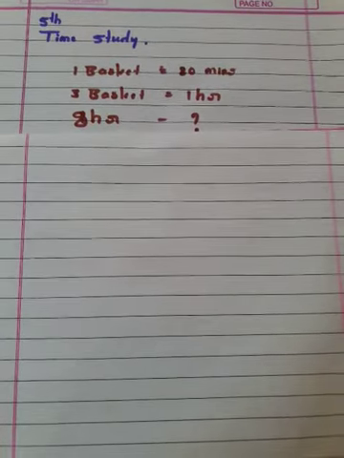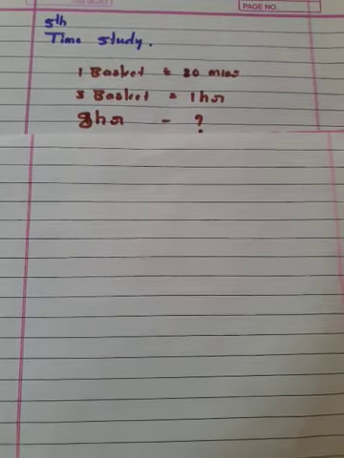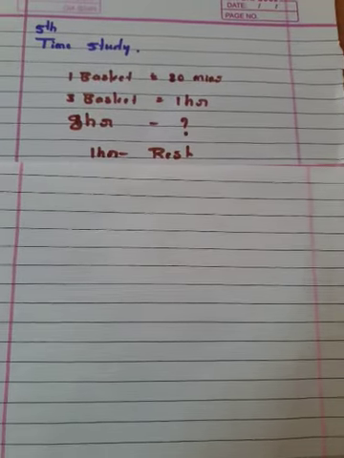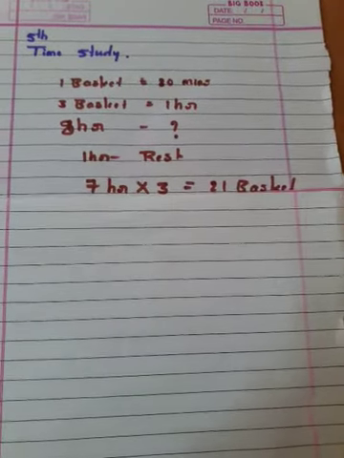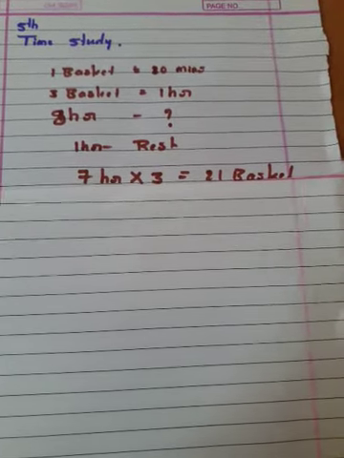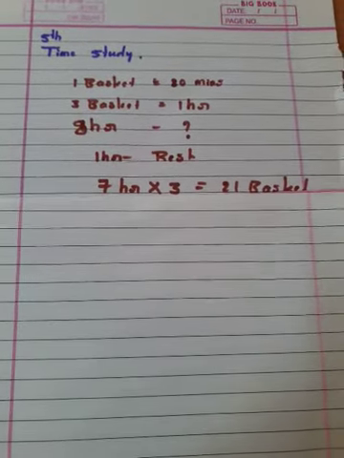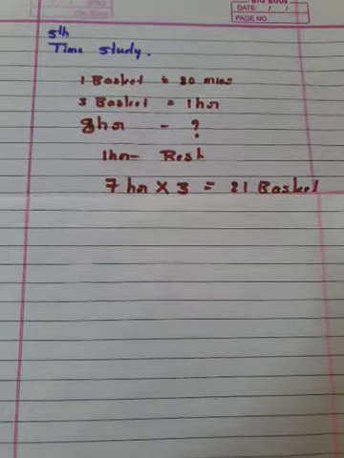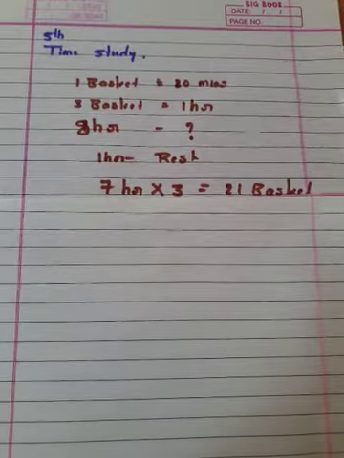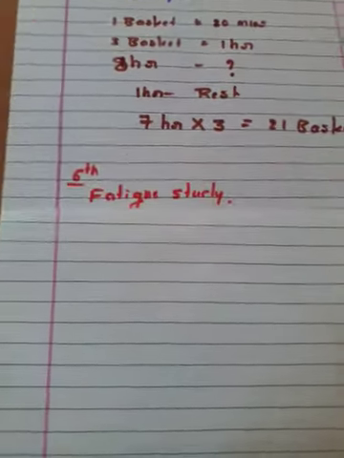Assuming that particular worker is put to work for 8 hours in a day, by reducing 1 hour for rest, in 7 hours he can produce 21 baskets at 3 baskets per hour. This is actually the time study. After studying this time study, the working time should be devised for the workers in order to reduce the wastage of time in the business organization.